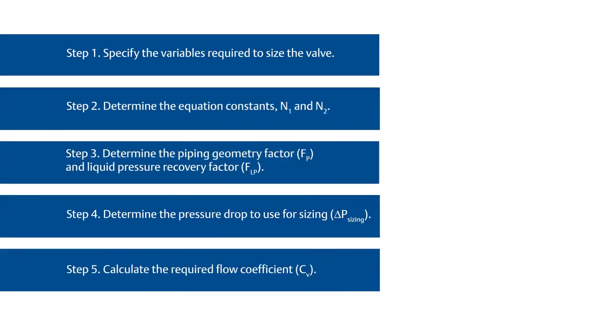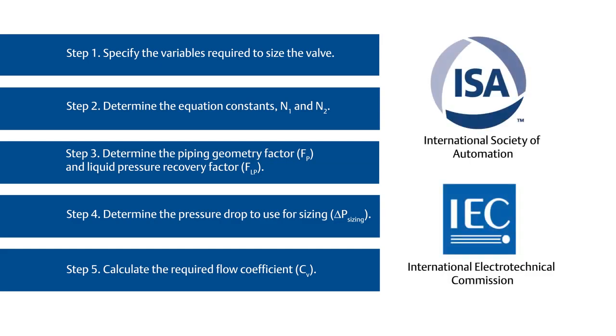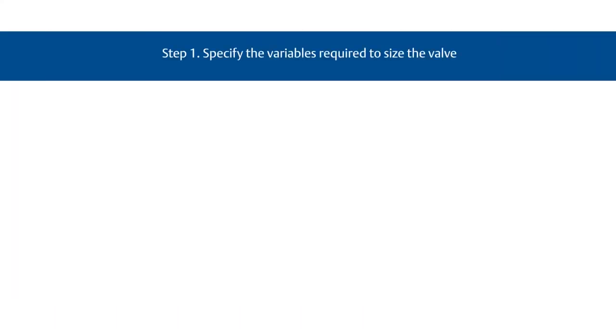In this video, we'll go through a step-by-step process for sizing control valves for liquid flow using the ISA and IEC procedure and apply each step to an example valve. Let's go through how to verify the appropriate valve size. Step 1. Specify the variables required to size the valve.